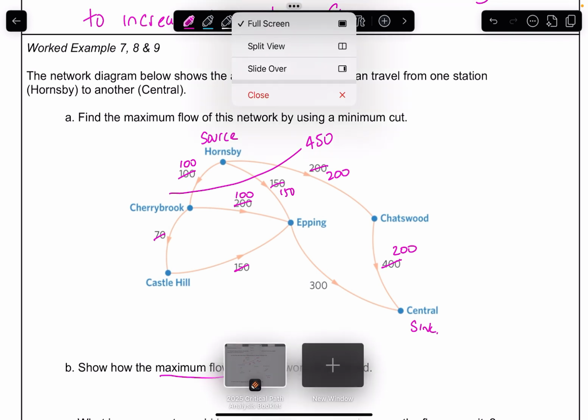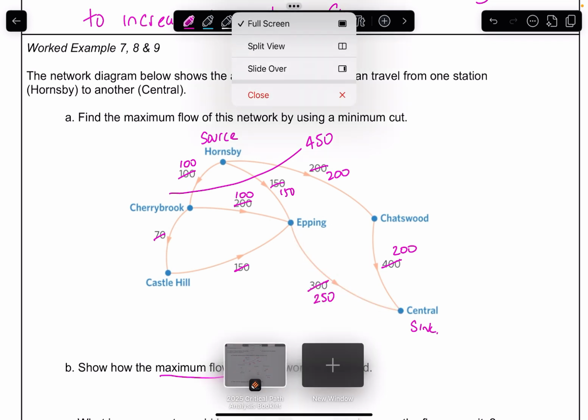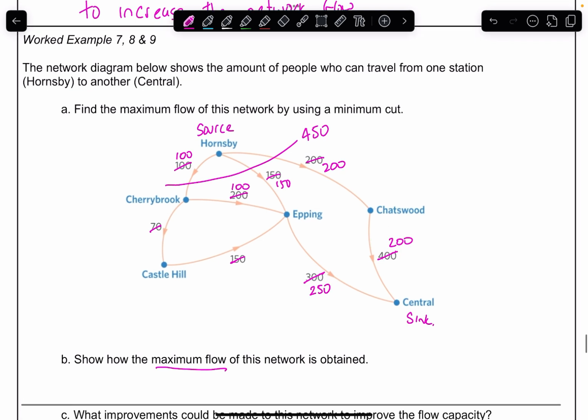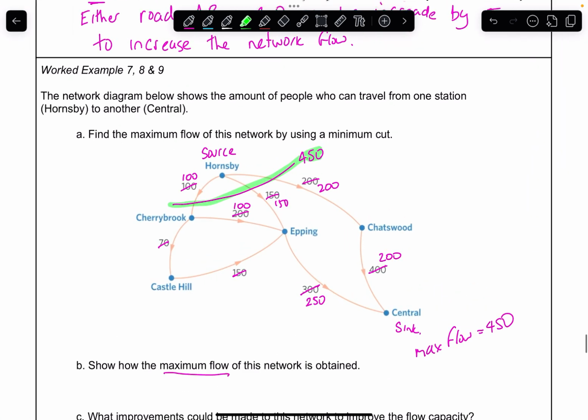And so that means I have how much coming out? I've got 100, 150. So that means I've got 250 coming out. So I'm going to change that to 250. So I end up with the 200, I keep pressing the wrong button, 200 and 250. So I've got the 450 coming out. So my max flow equals 450, which was the same as the cut that I had as well, which equaled 450. So we did good.